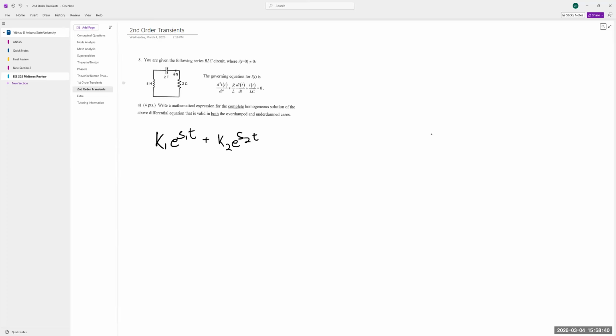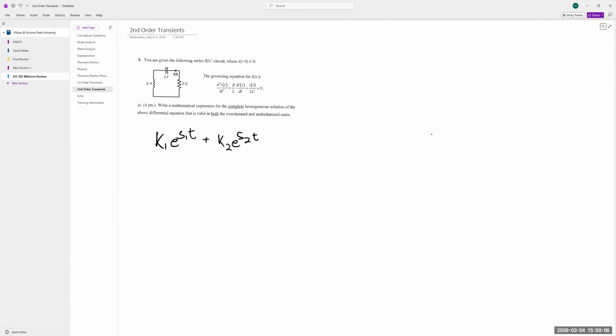So they've given you the governing equation. This governing equation just pops out of doing a KVL and then doing a derivative on that KVL. So we're not going to go over the derivation over here. They've given you the equation you have. So let's write down this equation over here. Let's replace our values for R and L, right?